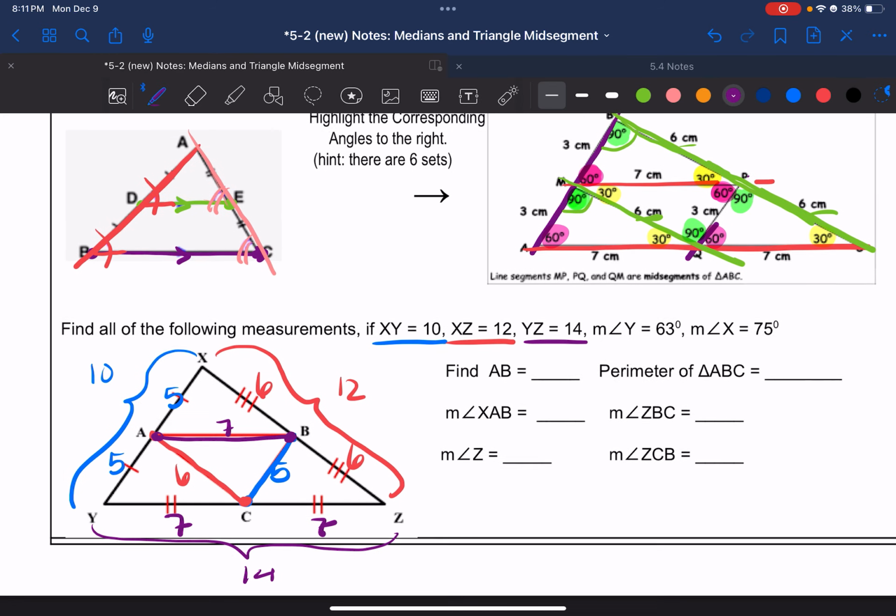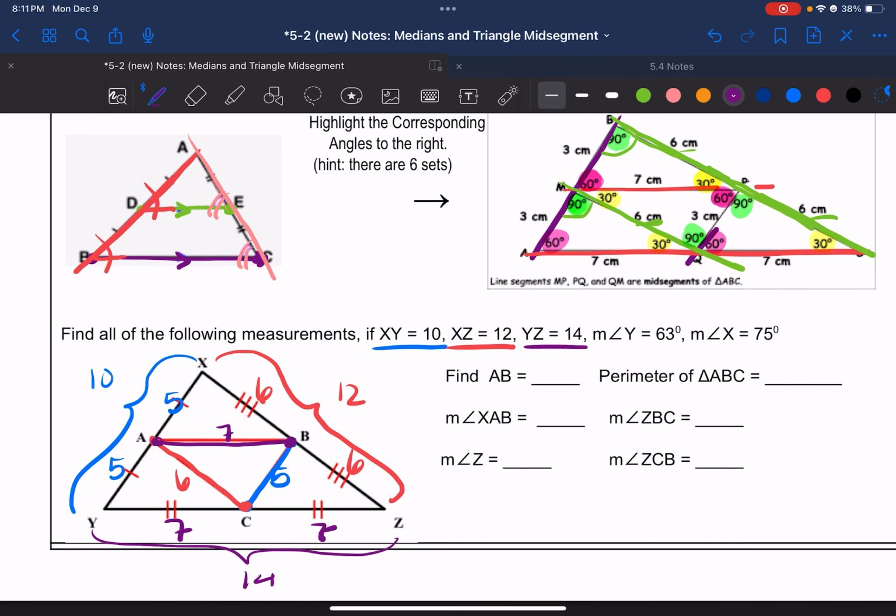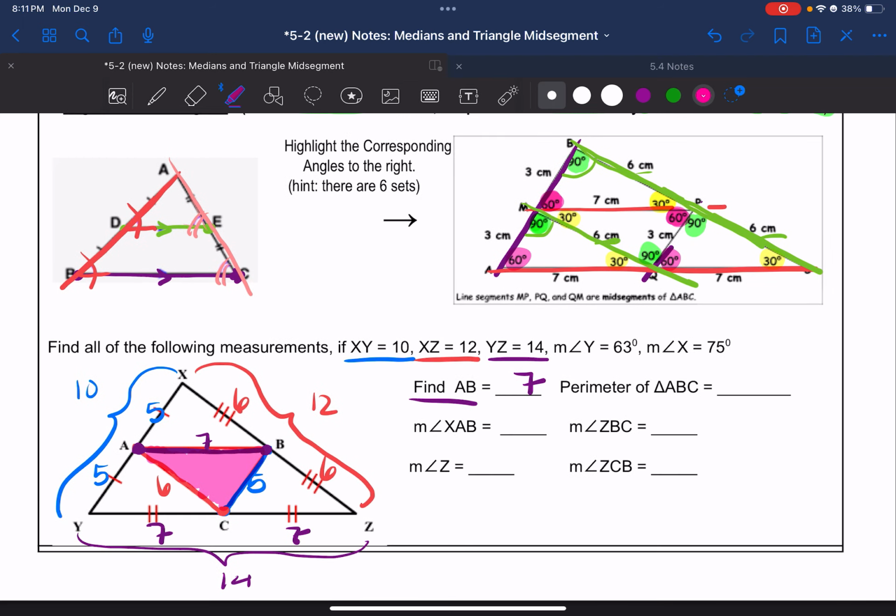So looking at the question, it's asking for AB. We just found A to B, and that is 7. And then it's asking for the perimeter of this little triangle right here. So I'm going to add all of those sides up. I'm going to add 7 plus 5 plus 6. All of that is going to give us a grand total of 18 as our perimeter.